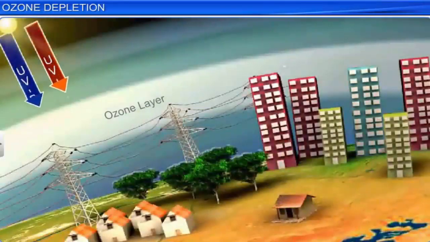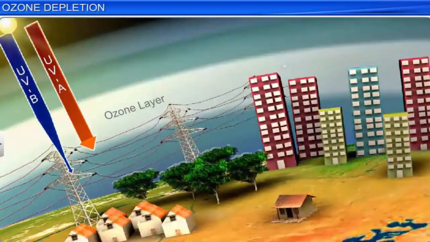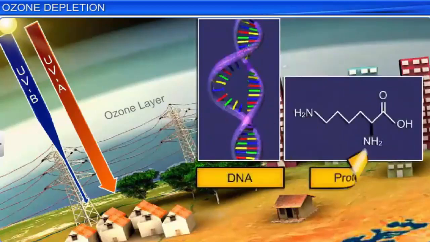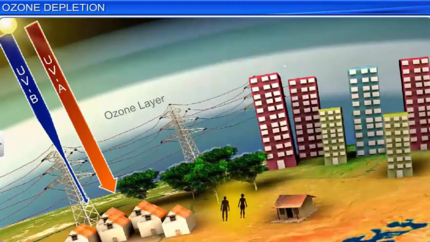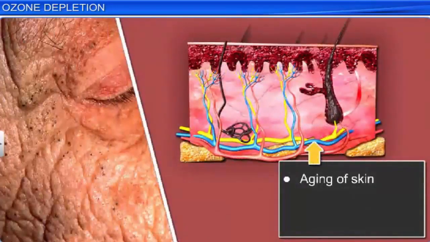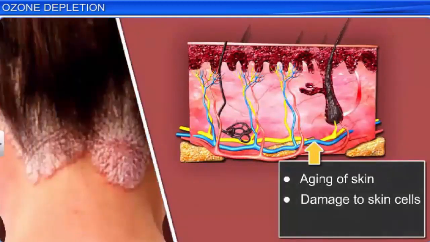The thinning of the ozone layer has made it possible for ultraviolet rays to reach the Earth's surface. These rays are highly injurious to organisms as they break the chemical bonds in DNA and protein molecules. Moreover, prolonged exposure to ultraviolet rays has harmful effects on human beings. It causes aging of the skin, damage to skin cells, and various types of skin cancers.